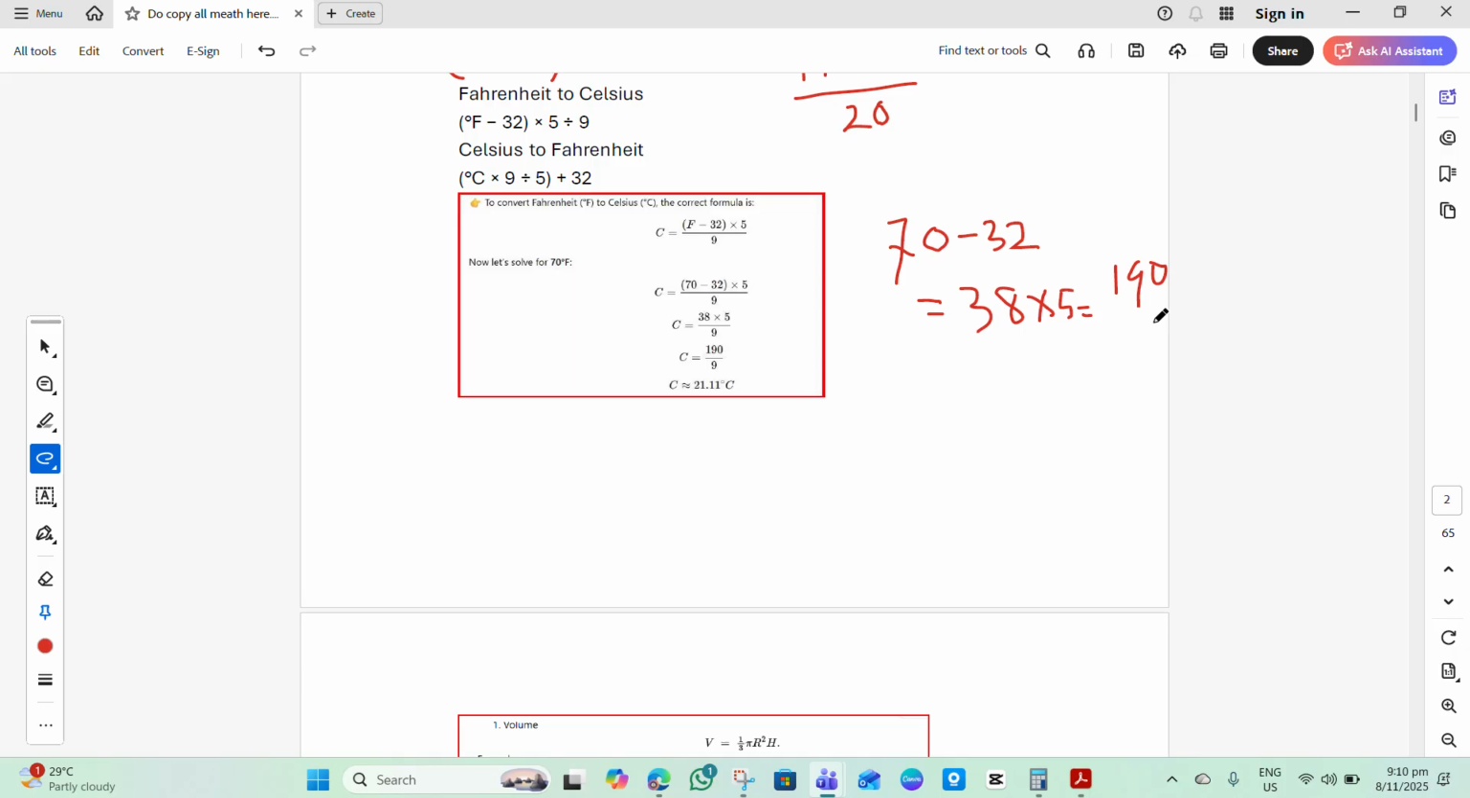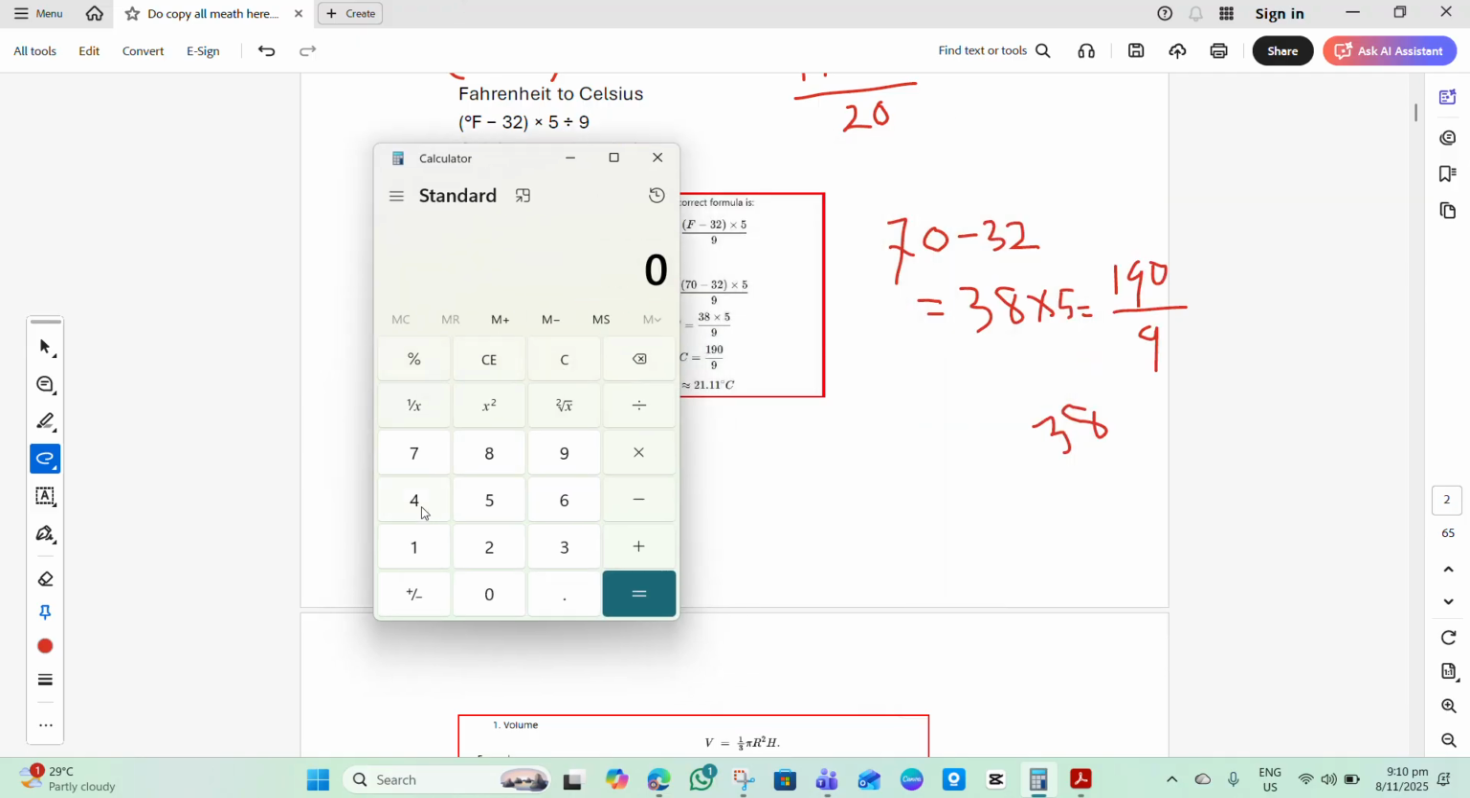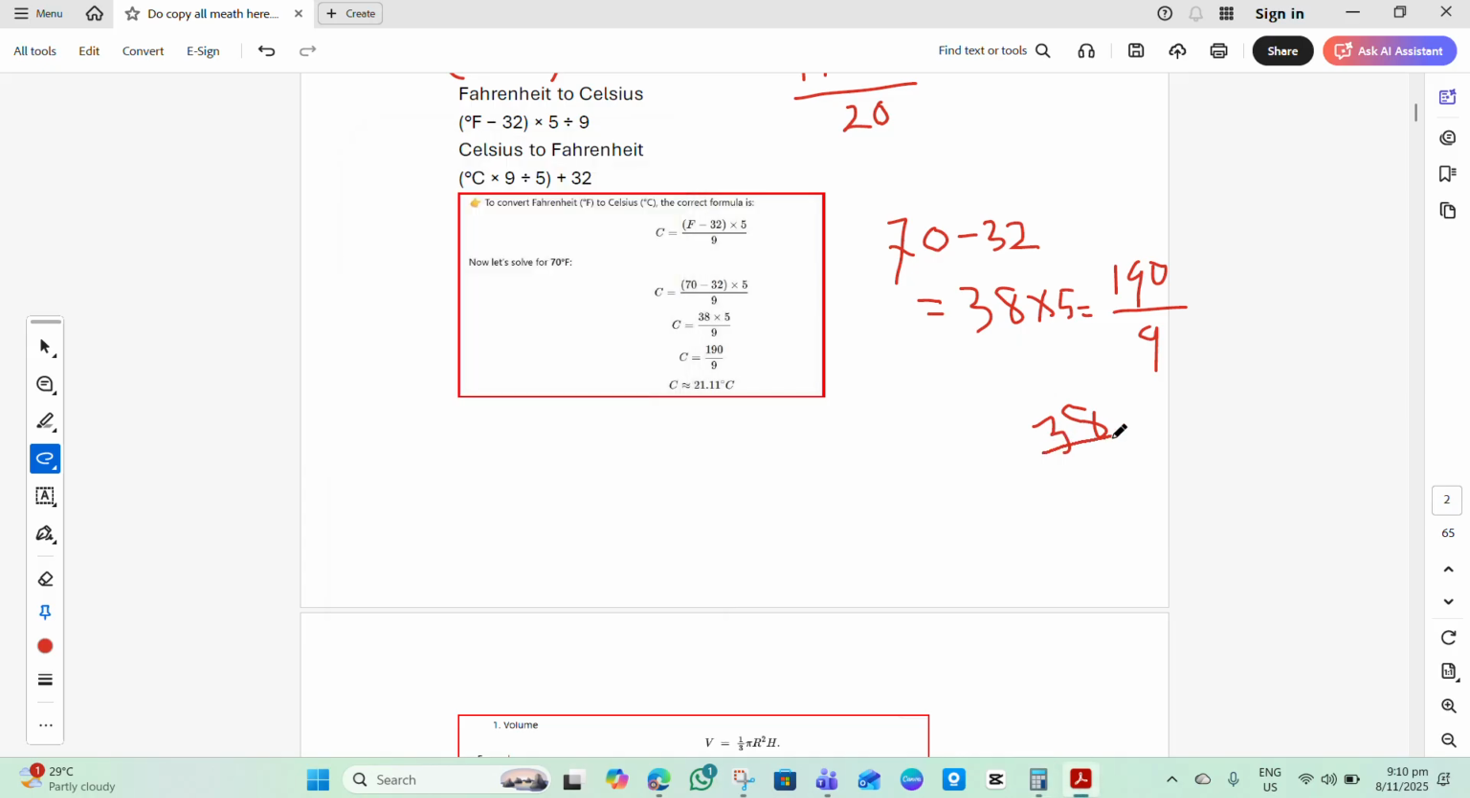Then 190 divided by 9. If we divide it by 9, how much comes? Let's check: 190 divided by 9 is 21.21.